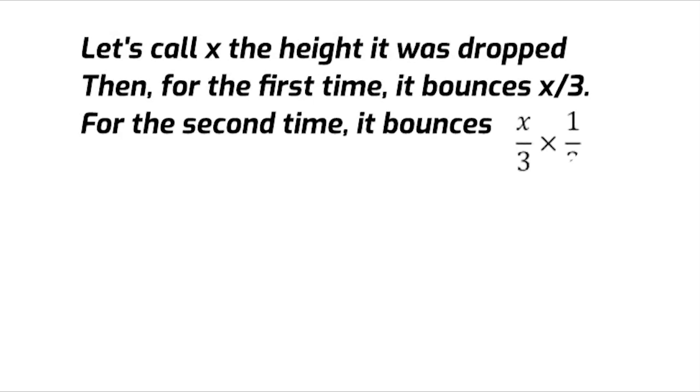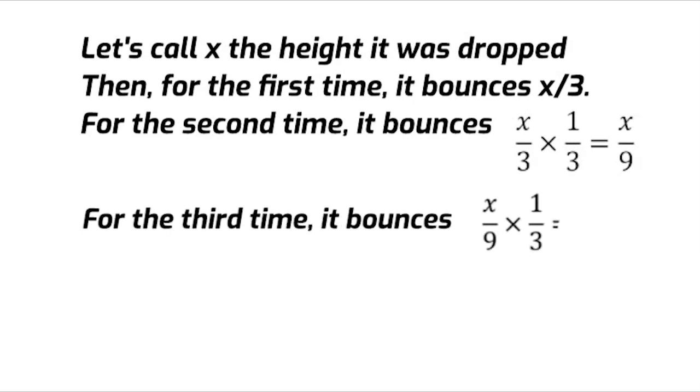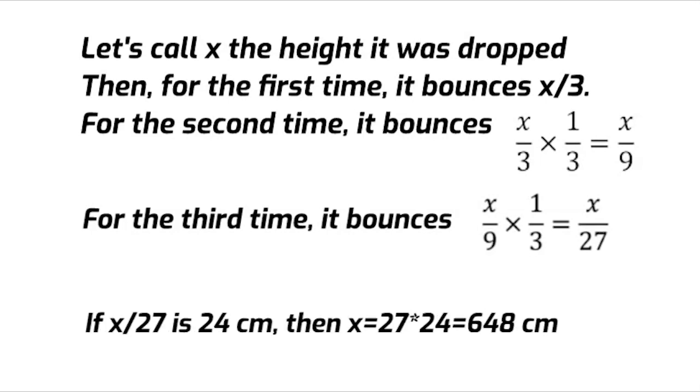For the first time, it bounces x over 3. For the second time, it bounces x over 9. For the third time, it bounces x over 27. Since this equals 24, we get x as 27 times 24, which is 648 centimeters.